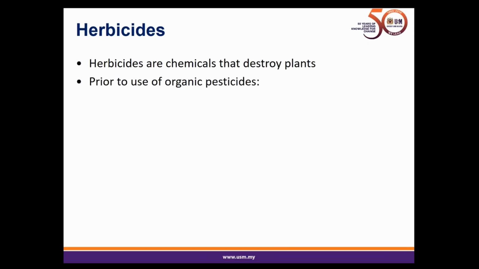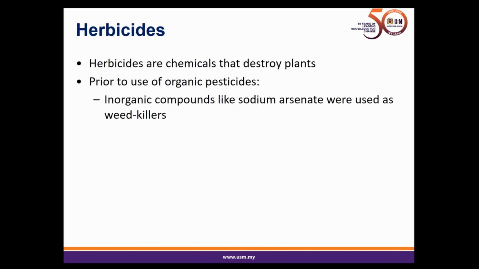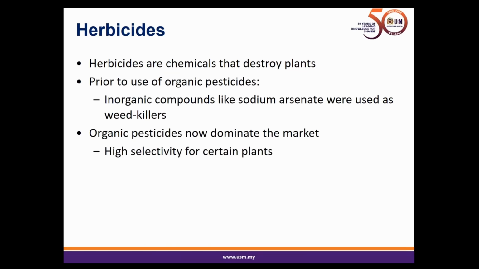Before organic herbicide was used, inorganic compounds like sodium arsenate were used, but arsenic is of course toxic to humans and these are also persistent chemicals. And organic pesticides now dominate the market. They have high selectivity for certain plants, meaning that they focus on the target plant that we want to remove and leave other plants unharmed.